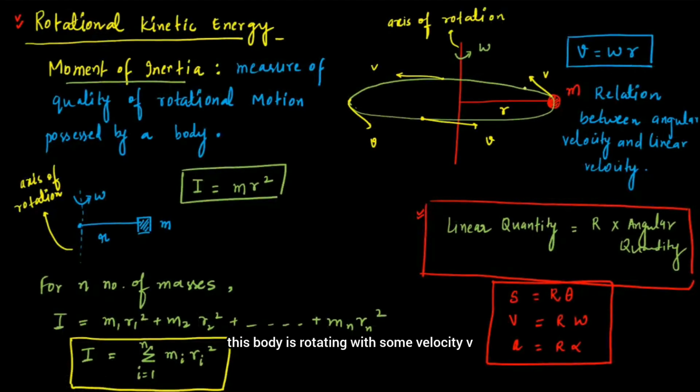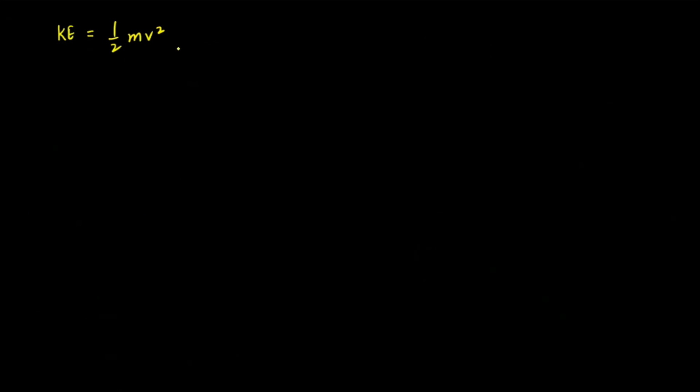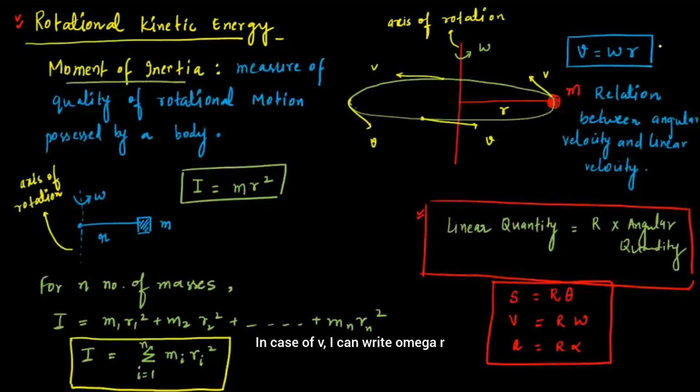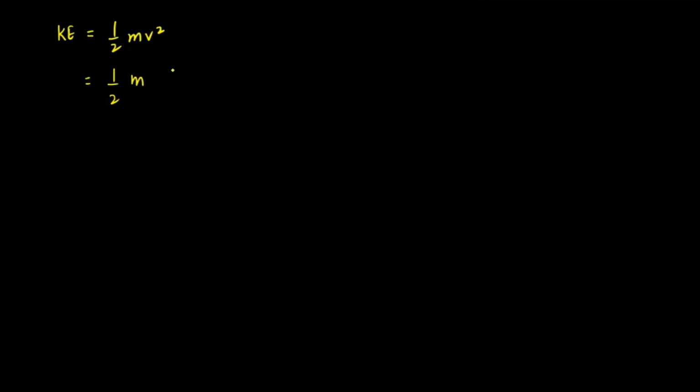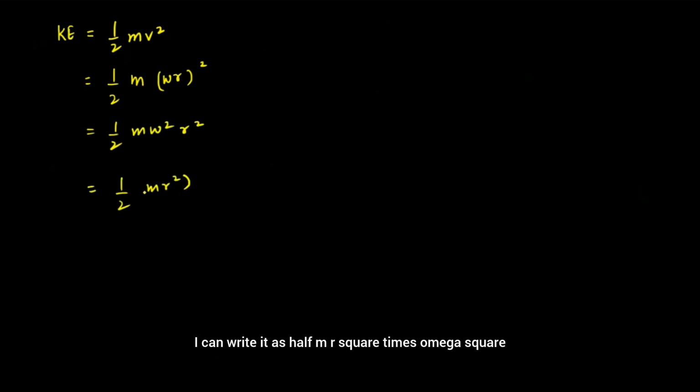Just think about this body. This body is rotating with some velocity v and angular velocity omega at some distance r. We know that kinetic energy is half mv square. Now if I try to write the value of v, in place of v I can write omega r. That is going to be omega r whole square. So I can write it as half m omega square r square, which is half m r square times omega square. So we know mr square is nothing but I.